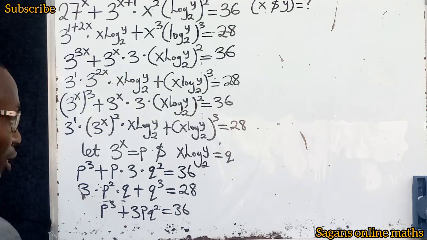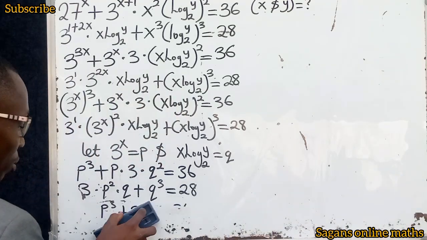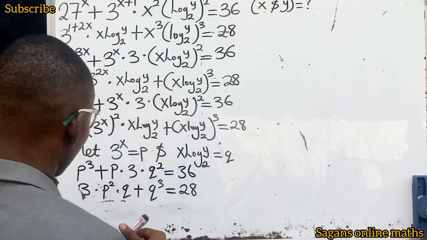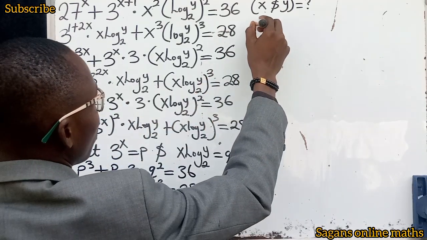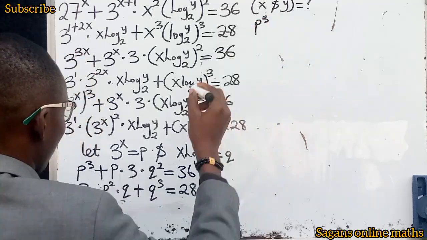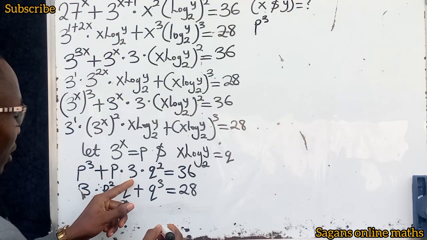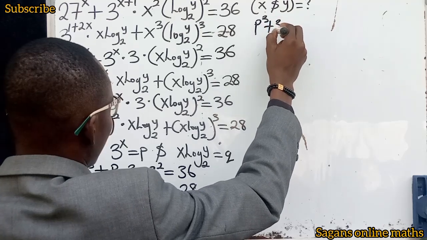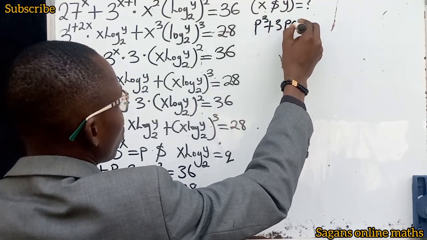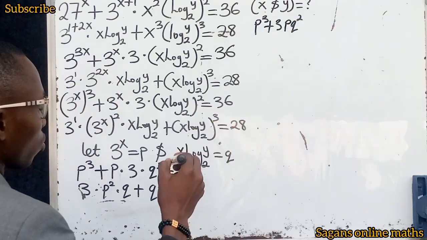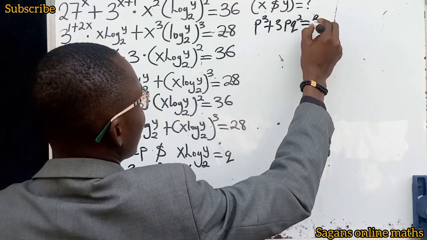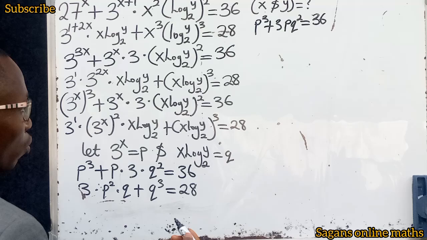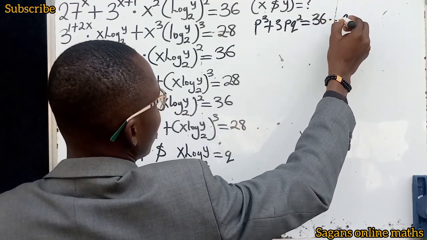Okay, now from this, this is P to the power of 3. P times 3 gives us 3P. 3P times Q square, we have plus 3PQ square, equals to 36. You can call this equation 1.